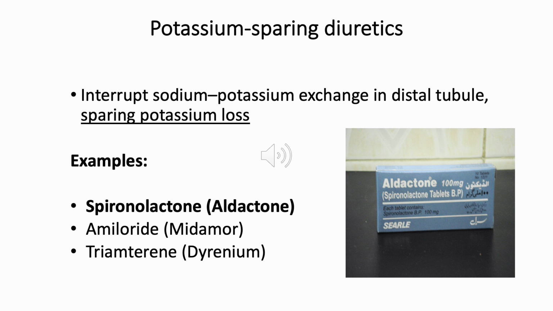Another class of diuretics is potassium-sparing diuretics. Their action is that they interrupt the sodium-potassium exchange in the distal tubule, sparing potassium loss. Examples of this drug are spironolactone, known as Aldactone, amiloride, known as Midamor, and triamterene, known as Dyrenium.